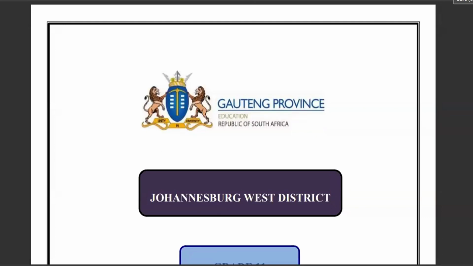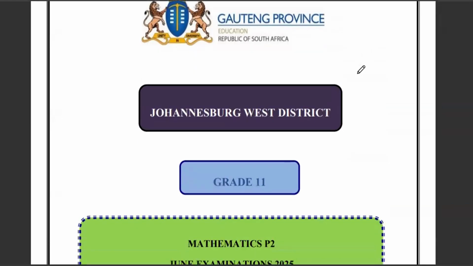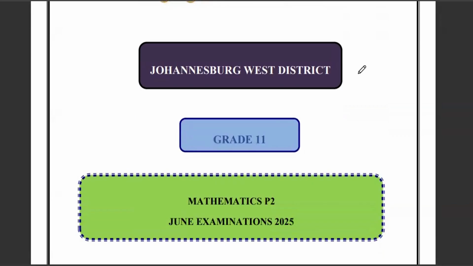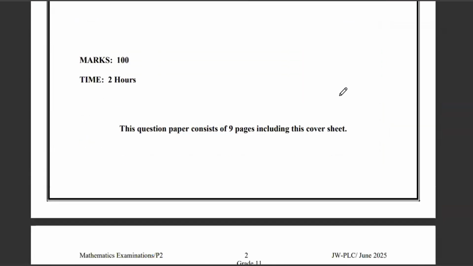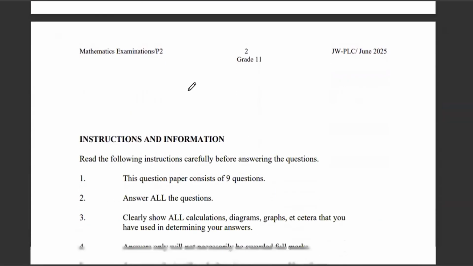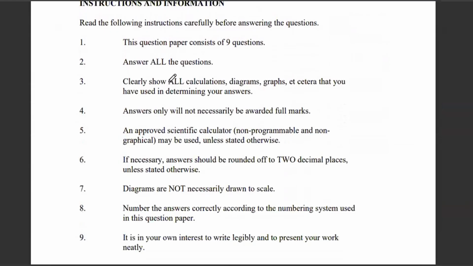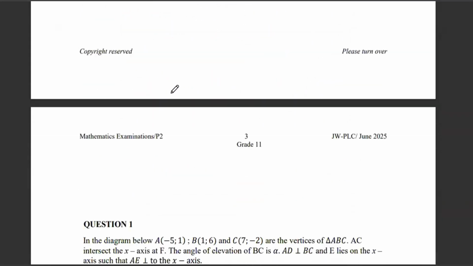Hello, in this episode, we're going to be looking at the proposed memorandum for the Paper 2 Grade 11 Mathematics, June 2025 examination. The paper is a 2-hour paper. I'm going to squeeze it at least within 1 hour to see that it is done. These learners had 9 questions to answer, and let's dive into it.